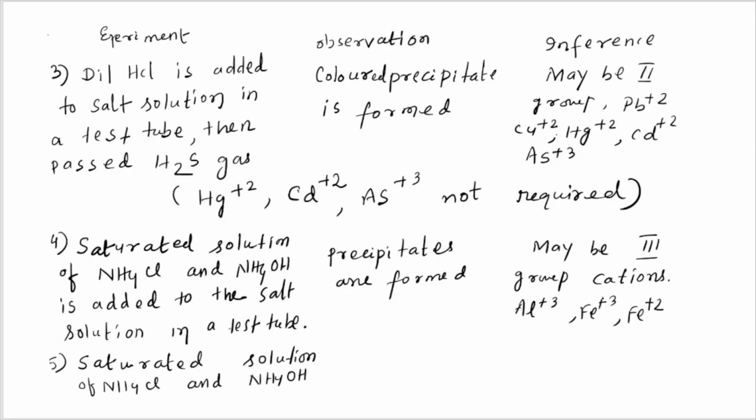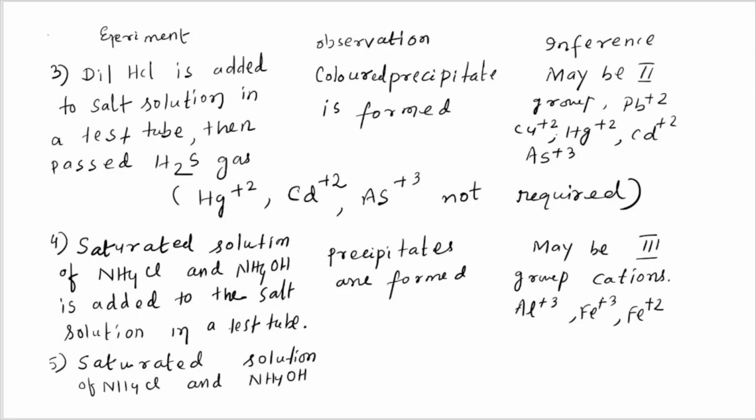Now, the second group. If there is no ammonia smell in 0 group, what to do? You will go to the first group. In the first group you add dilute HCl, and if there is no white precipitate, where will you go? You will go to the second group. Now in the second group, take dilute hydrochloric acid and add it to the solution in a test tube. Then pass H2S gas, that is rotten egg smell gas.